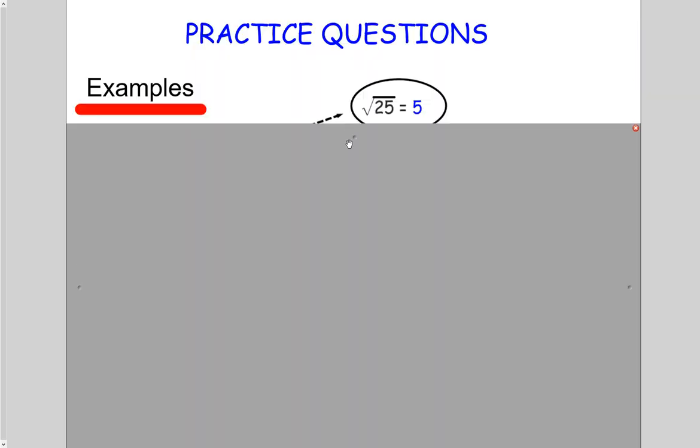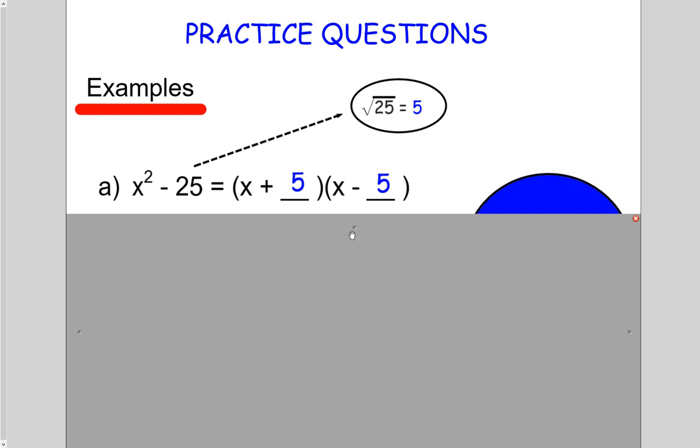So here's some things just to practice. Let's go through our first example here. We've got x squared minus 25. The thing I'm realizing right away is that I can take the square root of x squared, that's just x, and I can take the square root of 25, that's just 5. So this is going to be x plus 5 times x minus 5. I took the square root of the x squared, I took the square root of the 25, and I had a plus in one bracket and a minus in the other.